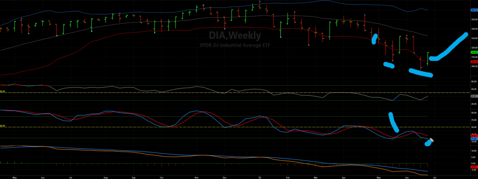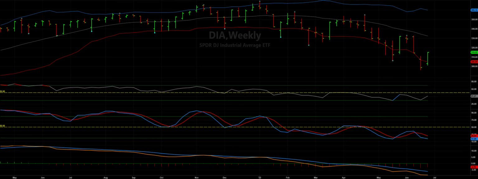We have to wait until the stochastic gets above the signal line, the RSI stays above 30, and the weekly bar still closes above the lower Bollinger Band. So the DIA did not complete the signal week.